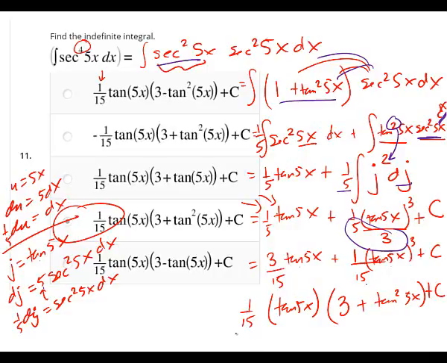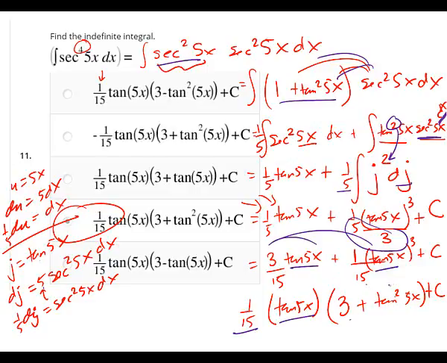I pulled out a common, or greatest common factor of 1/15 tangent of 5x, and was left behind with 3 plus tangent squared 5x plus c. Why does the 3 go to squared? Why does the cubed go to, oh, here? Because I pulled a greatest common factor, so I pulled one of the tangent of 5x's out front, so I subtracted the exponent. We good?